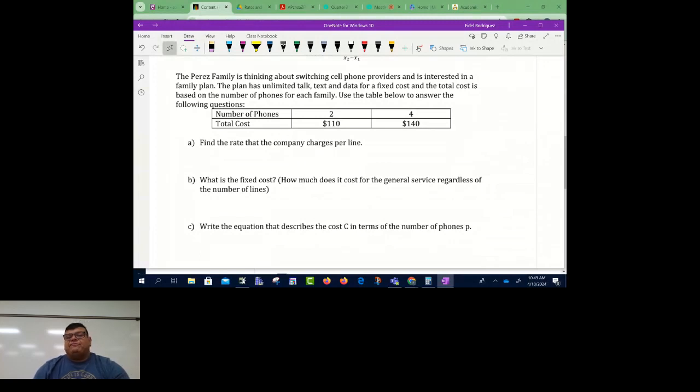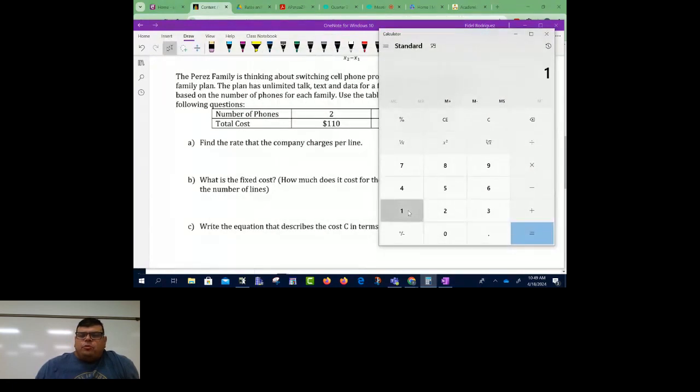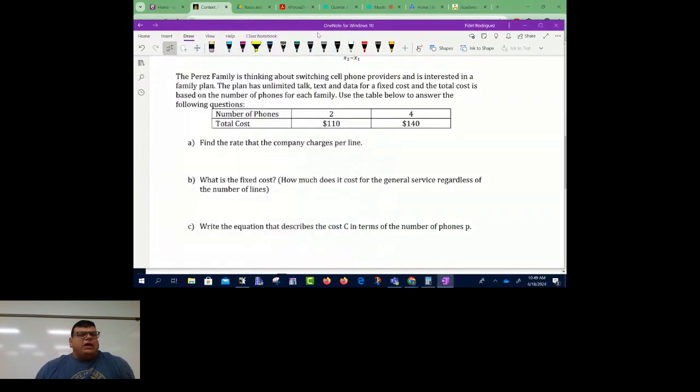So look, y'all, if we have 2 phones, it's going to cost us $110 a month. If we have 4 phones, it's going to cost us $140 a month. Okay. We want to know how much are they charging me per line. So y'all, one thing I want to mention, a lot of times when we look at a problem like this, we might be tempted to say, well, look, what's 110 divided by 2? And that's 55. Okay. But then if we would have taken 140 and divided it by 4, I'm now getting 35. Okay, so I'm getting 2 different answers. So I don't necessarily want to do it that way, y'all.